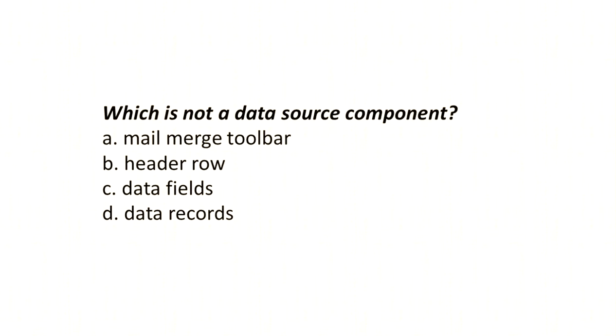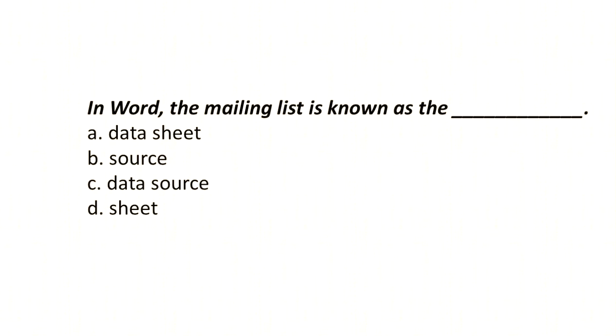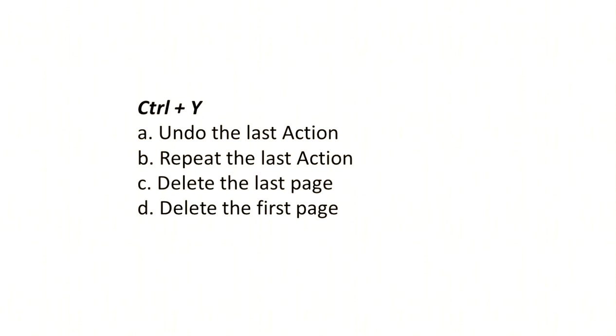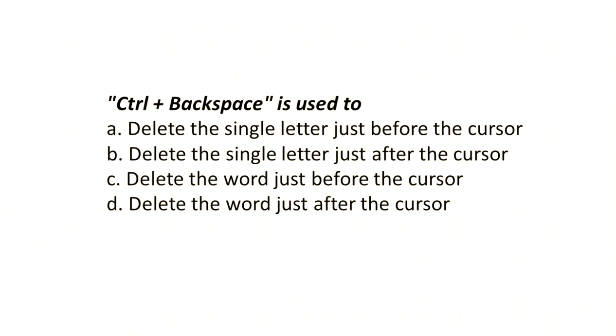Next, which is not a data source component? Answer is mail merge toolbar. Next, in Word, the mailing list is known as the data source. Next, Ctrl plus Y is used to repeat the last action. Next, Ctrl plus Backspace is used to delete the word just before the cursor.